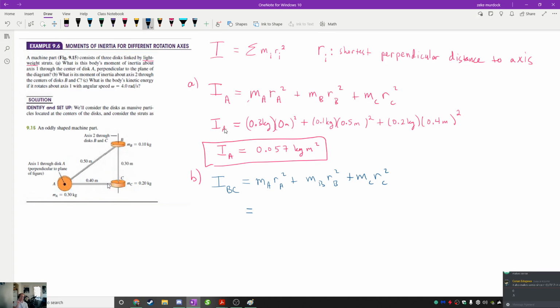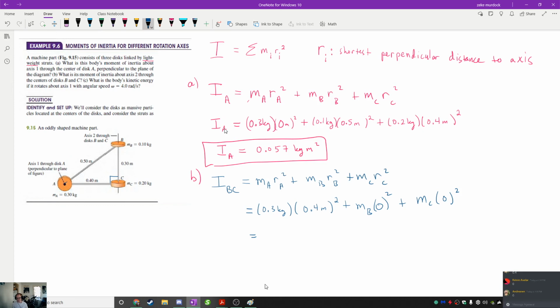That means the object is rotating around like this. What is the RA going to be? Yeah, 0.4. So we don't want the distance from here to here, because that's not a perpendicular distance, right? This is a perpendicular distance from here to here, so 0.4 is right. And then MB, what radius am I going to use for RB? 0 plus MC, also 0. Both of these are on the axis, so we don't need to do anything. So this is our entire equation right here.